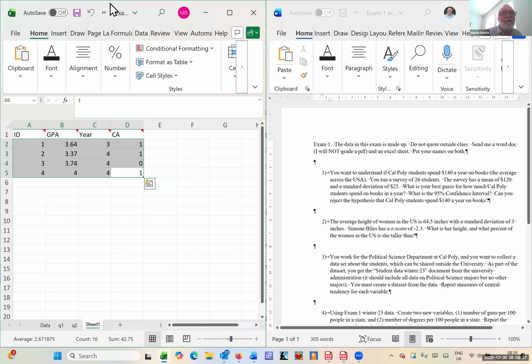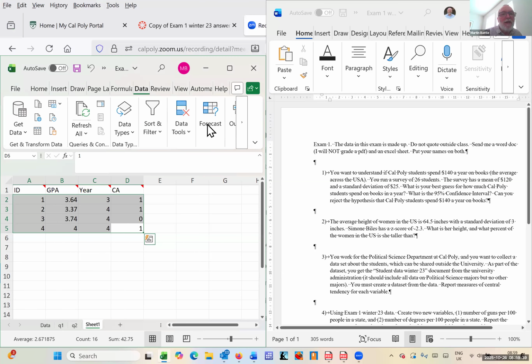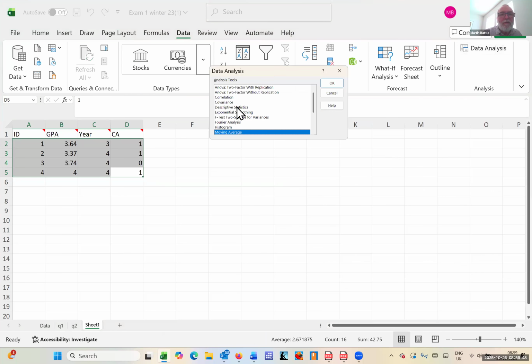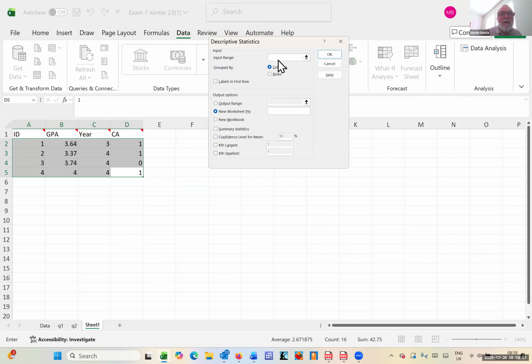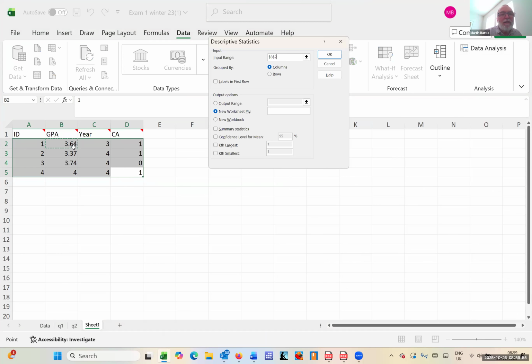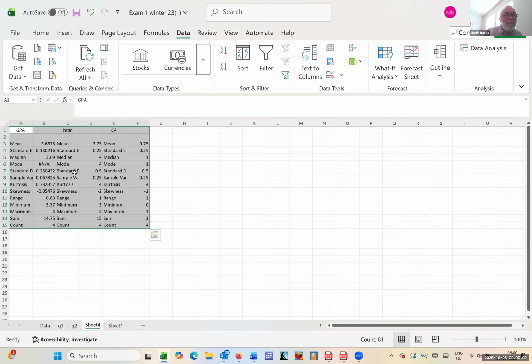So I'm going to go to data. I'm going to make this big because I can see it. Data analysis, and I'm going to use descriptive statistics, and I'm not going to highlight ID number. I'm not going to summarize that. Let me include everything, label, summary statistics, click OK. So these are my summary statistics.